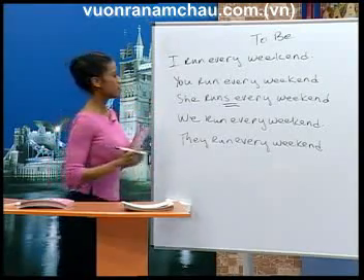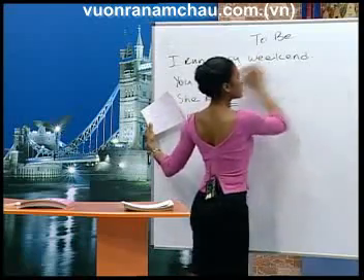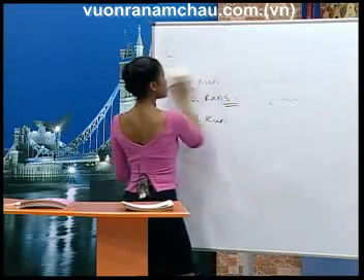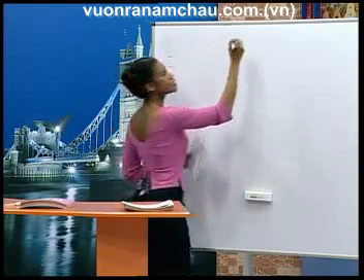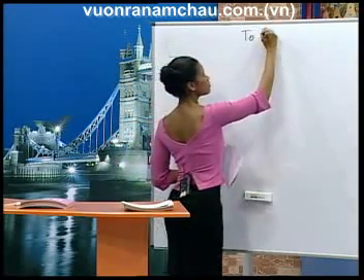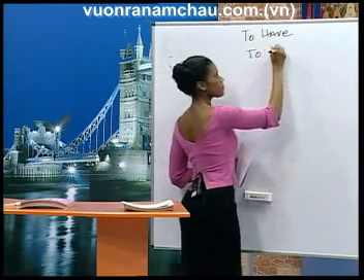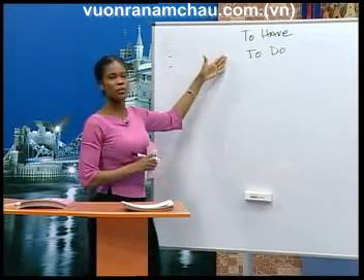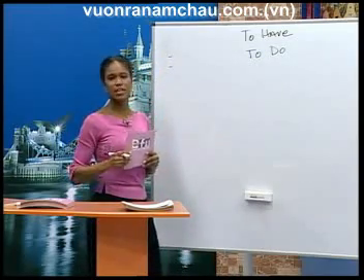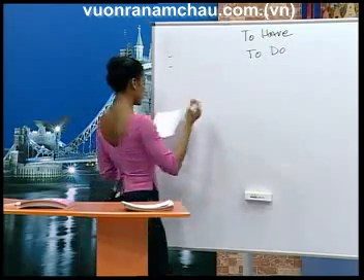Other examples are the verbs to have and to do. Okay, we want to look at to have and to do. These verbs, for example, follow a different or irregular pattern. Let's look at some examples.